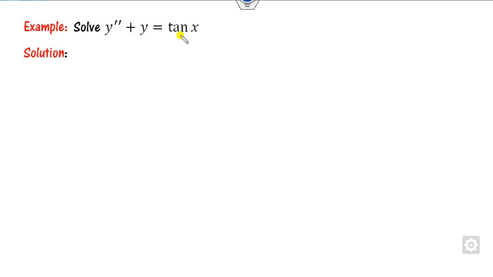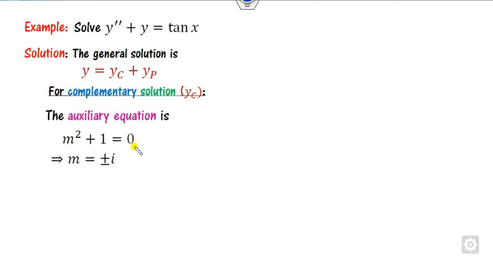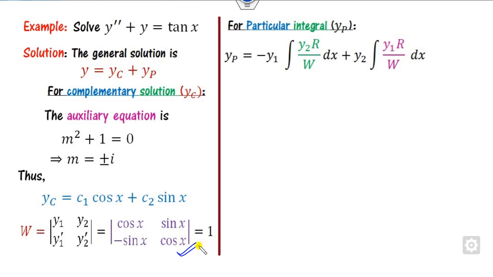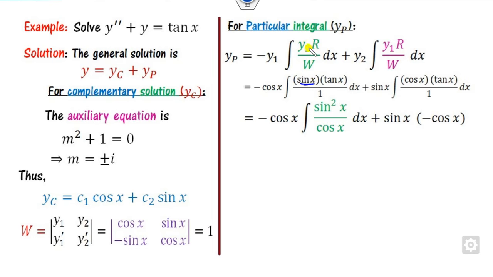Similarly, we can quickly move on to the second example. You first solve the complementary part and you will get yc here. Now this is my y1 and this is my y2. You can find the particular integral by using this. You can find the value of W, which is again the Wronskian as 1. You can substitute here: y1 is nothing but cos x and so on. Sine is my y2, and r is nothing but tan x.